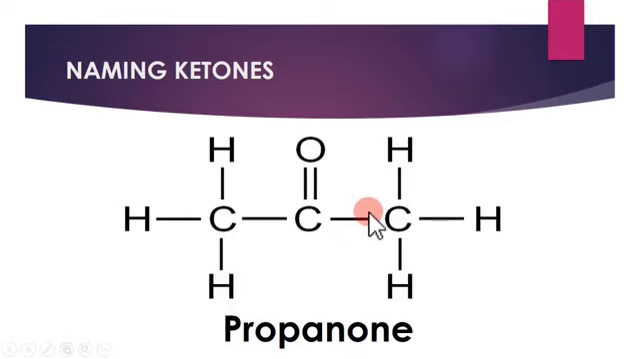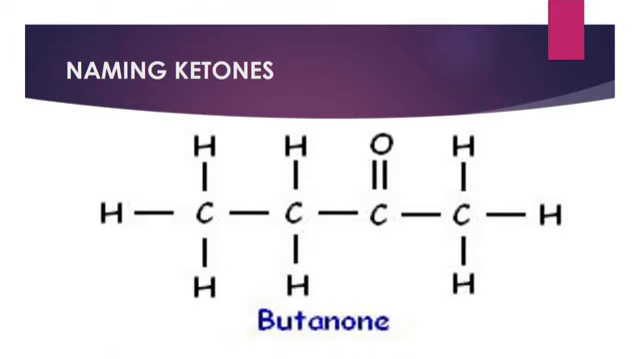How many carbon atoms do we have here? That's 1, 2, 3. That's prop. And our suffix -one. There is no need to indicate the position of the functional group. Remember, it's an exception. Butanone, how many carbon atoms? 1, 2, 3, 4. That's but. And the suffix -one. No need also to indicate the position of the functional group. It's an exception.